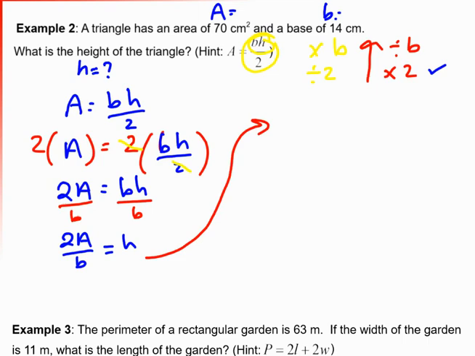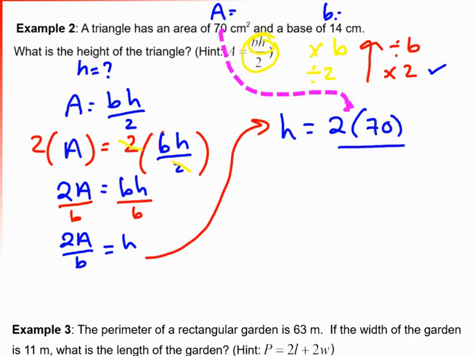Now, sometimes I like to work left to right, and there's nothing that changes. If I just switch that h over there, I'm just switching places. It doesn't change anything. So I have 2 times, now what was a? So a we're going to bring from up here. Okay. And so a was 70. And b we're bringing in from over here. And that was 14.